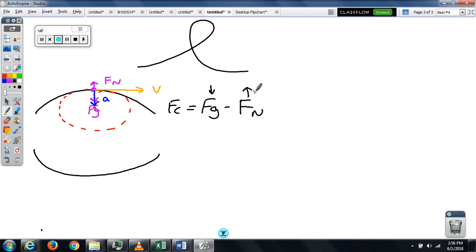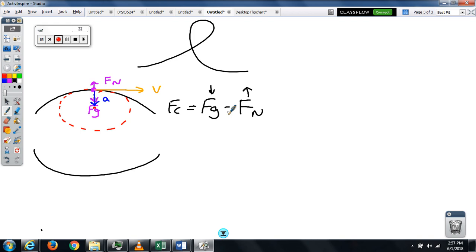So if you knew how heavy you felt, half your weight for instance, then Fn is going to be half the size of Fg. So if Fg was 100 newtons and you felt half your weight, then your weight is still 100 newtons, but Fn would be 50 newtons. You would do 100 minus 50 and get 50, and that's your centripetal force.